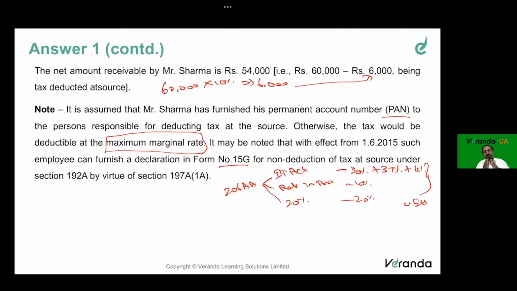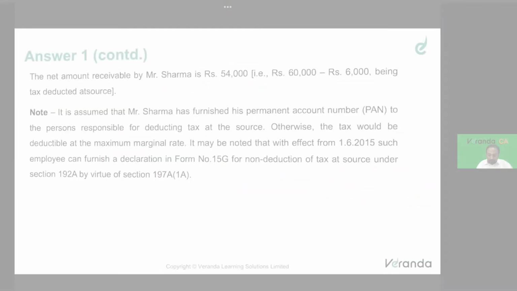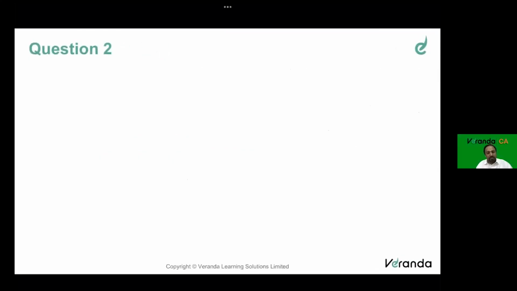So with this, we understand what happens when a deduction is supposed to happen under section 192A, and what happens when a PAN is not declared, and what are the possible scenarios that you could avail. That is, by declaring form 15G, you could still claim exemption. So moving on, we'll go to question 2.